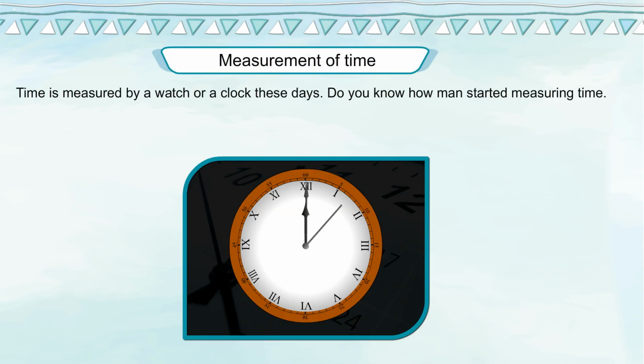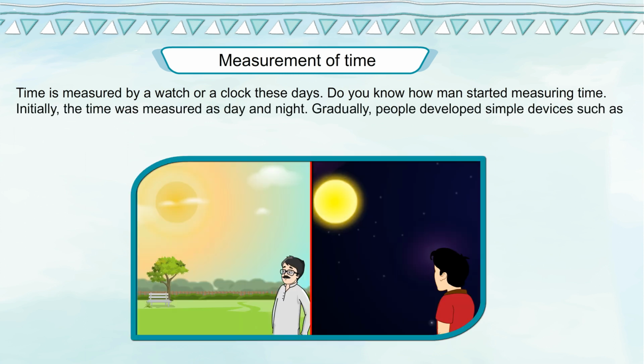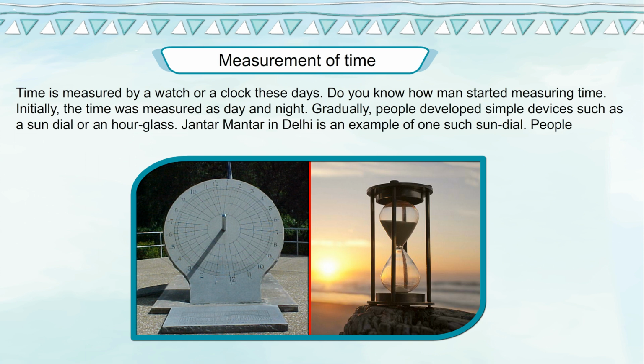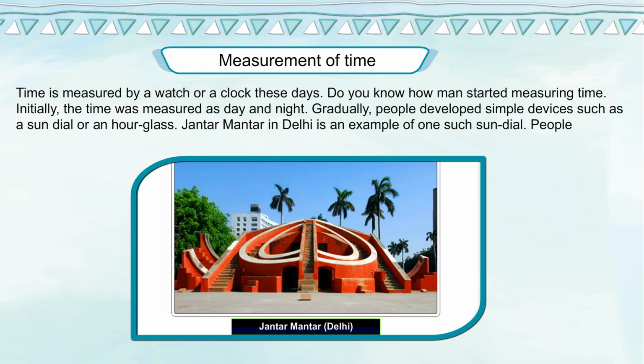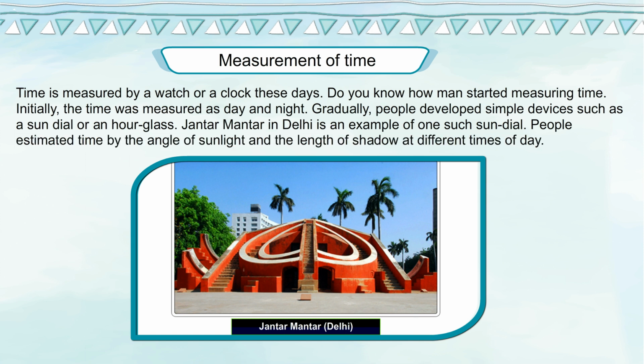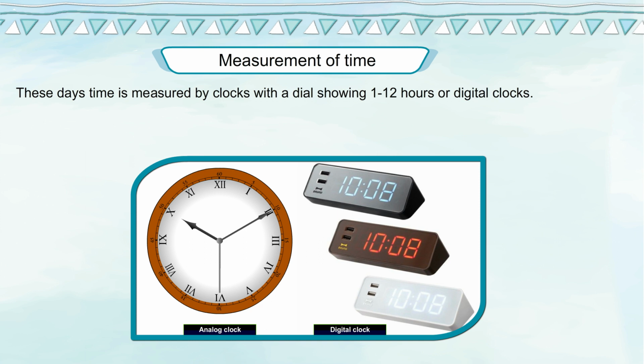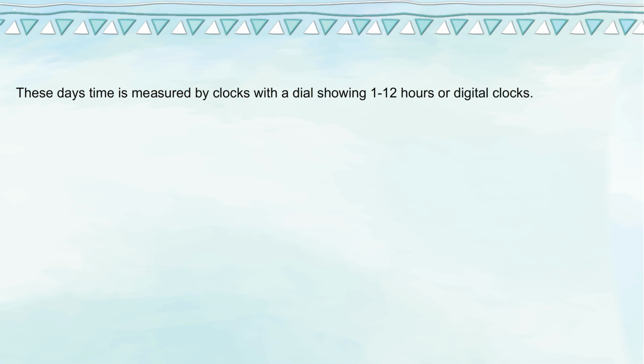Measurement of time. Time is measured by a watch or a clock these days. Do you know how man started measuring time? Initially, the time was measured as day and night. Gradually, people developed simple devices such as a sundial or an hourglass. Jantar Mantar in Delhi is an example of one such sundial. People estimated time by the angle of sunlight and the length of shadow at different times of day. These days, time is measured by clocks with the dial showing 1 to 12 hours or digital clocks.